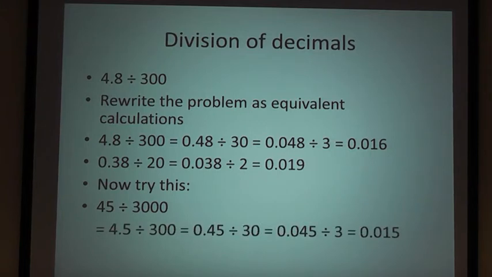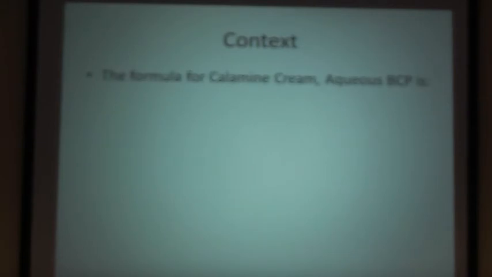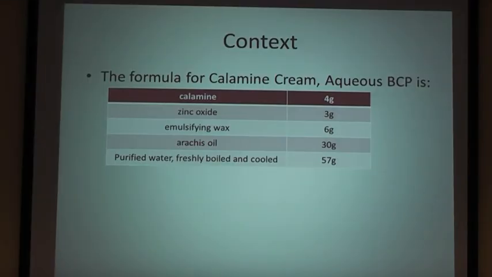And your answer should have been 0.015. Now, why is all this important? How are we going to use this? Where is this calculation going to come in? So to put it into context, I'm going to show you what's called a master formula.